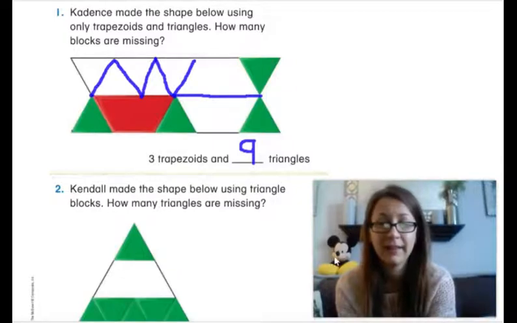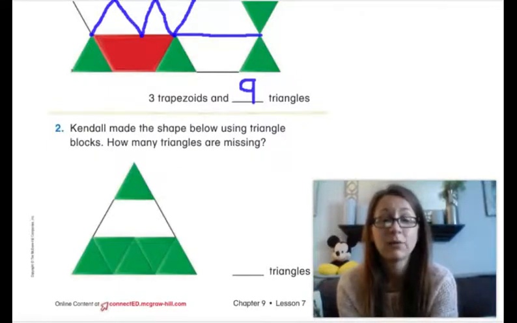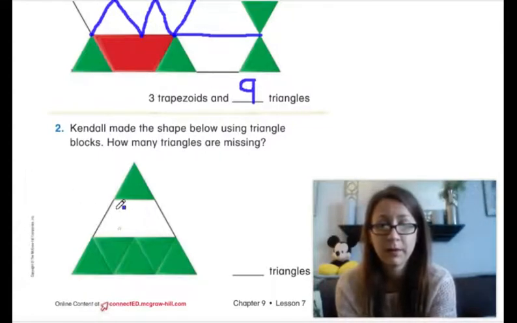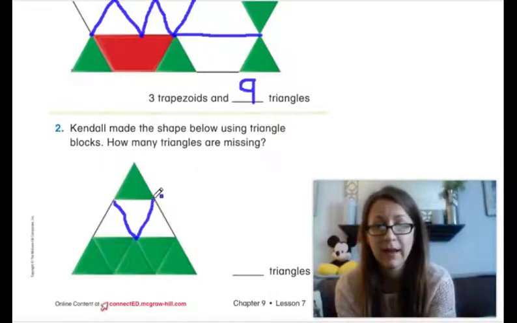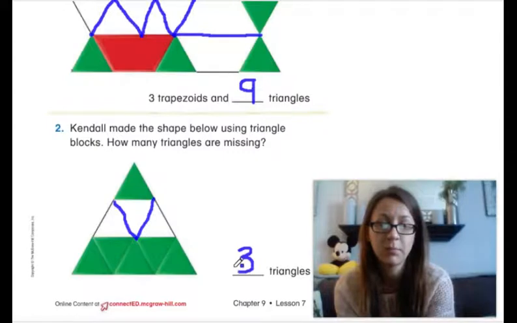Okay, let's look at number 2. Let me push my page up a little bit. So for number 2, we had to find out how many triangles were missing from this composite shape. So we can only use triangles for this one. So I'm going to start here by making a slant line down and another slant line up. So now we have 1, 2, 3 triangles that we're missing from this composite shape.